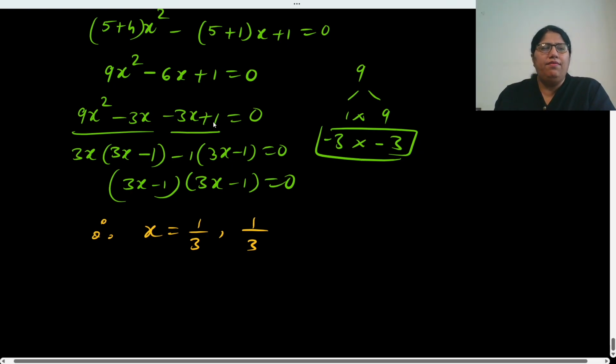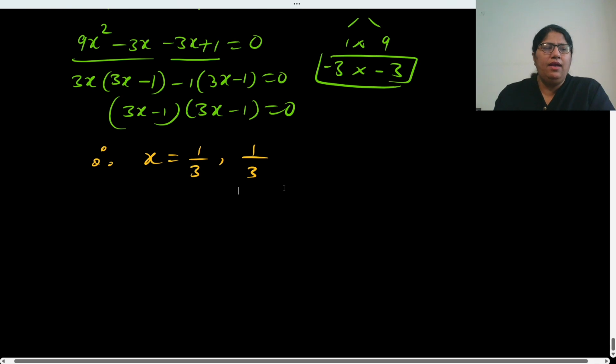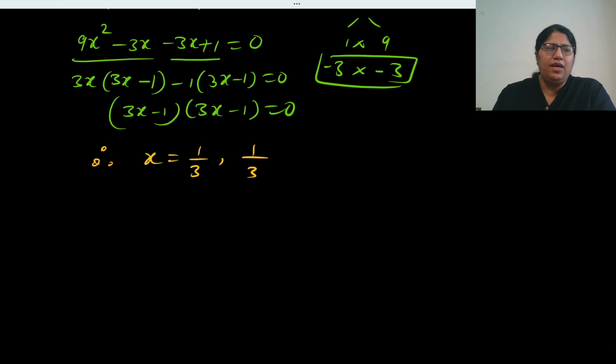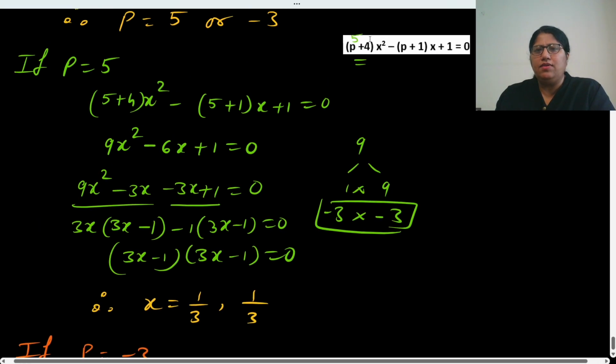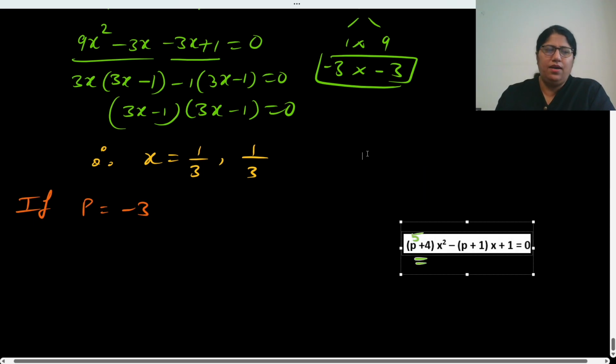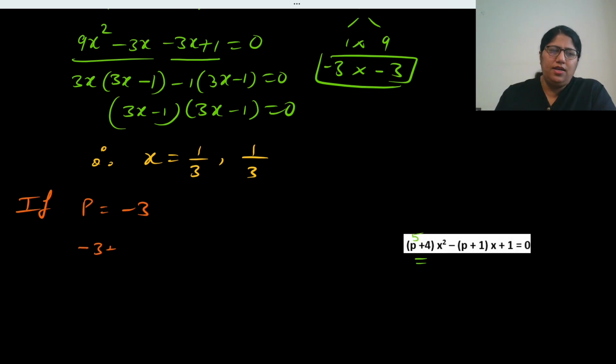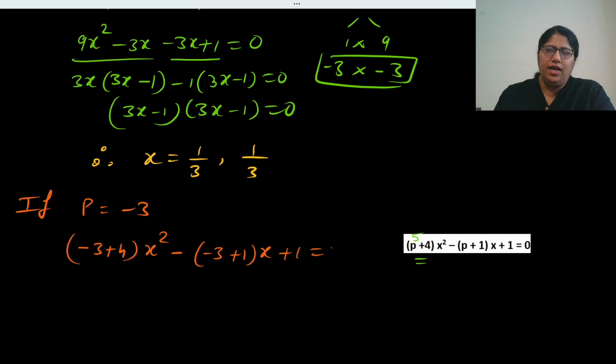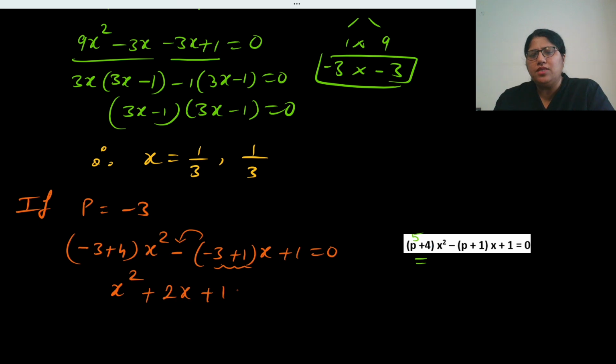Minus 3, right? So p value is again, now you will write down here, if p is minus 3, then what is going to be your equation here? Let us take this equation down so we can use it here. This means you need to substitute p as minus 3, right? So I can write down here minus 3 plus 4, and here x square minus 3 plus 1. You just need to be careful with the sign, correct? So here it is x square, then minus 3 plus 1 is going to be minus 2, and minus 2 into minus, it's going to be positive 2x plus 1 is 0.